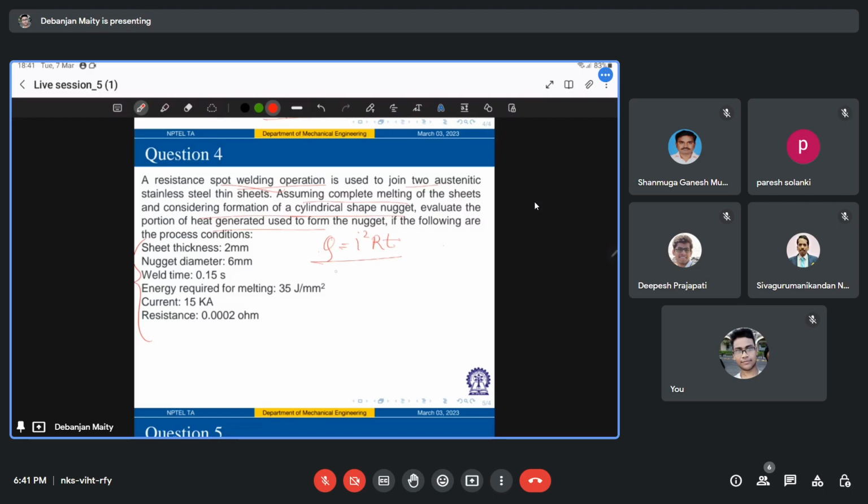So how can you do that? What do you know? Let's say the portion of heat used will be equal to the heat required to melt, divided by the heat generated during welding. That's the efficiency, right?